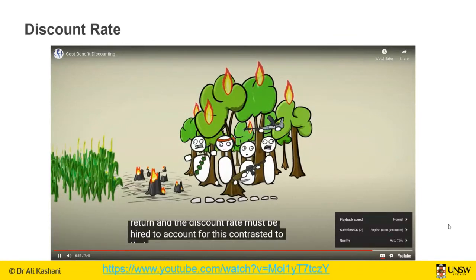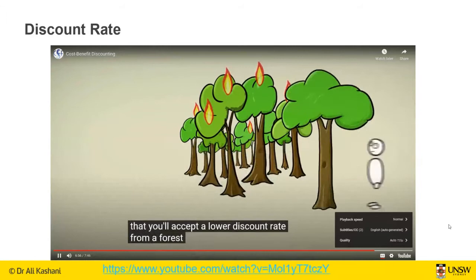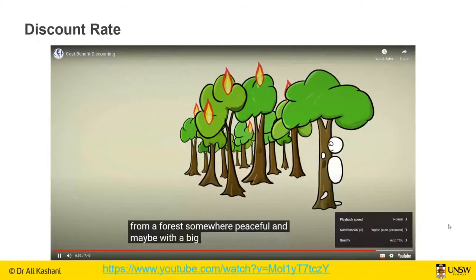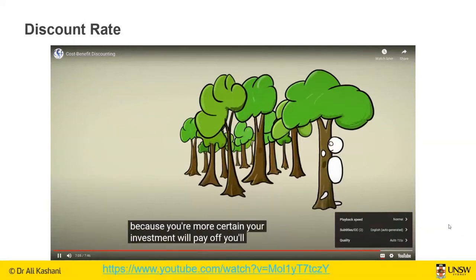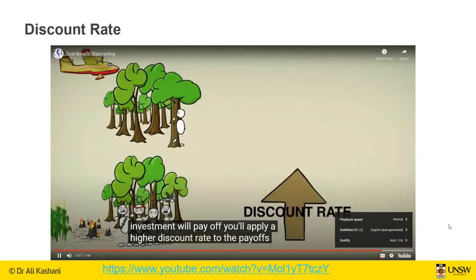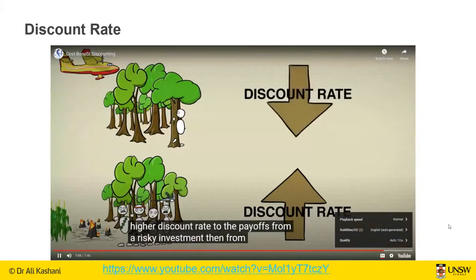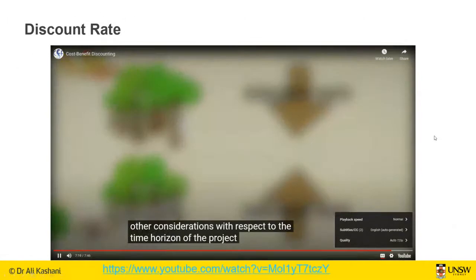Contrasted to that, you'll accept a lower discount rate from a forest somewhere peaceful, and maybe with a big forest firefighting team. You'll use a smaller discount rate because you're more certain your investment will pay off. You'll apply a higher discount rate to the payoffs from a risky investment than from the sure thing. Later on in the course, we'll talk more about how we use discounting. For now, in the next video, we'll look at some of the limitations of discounting and other considerations with respect to the time horizon of the project.